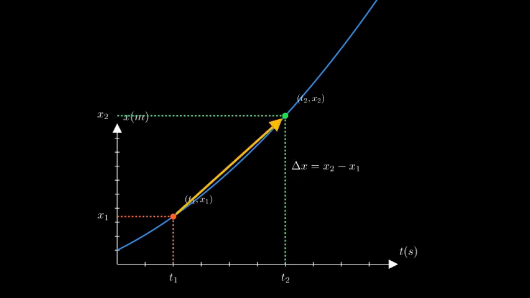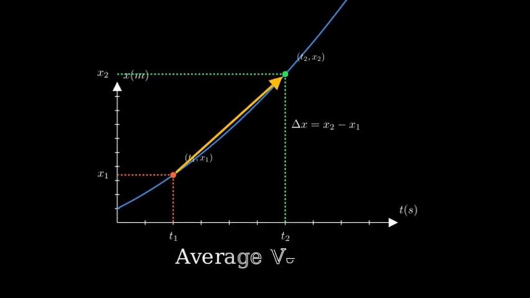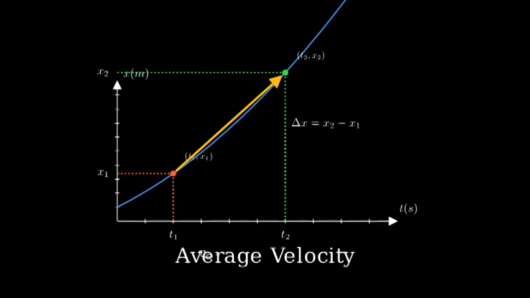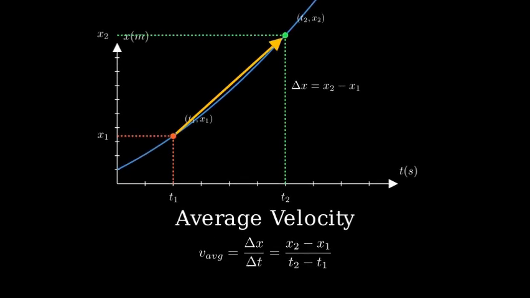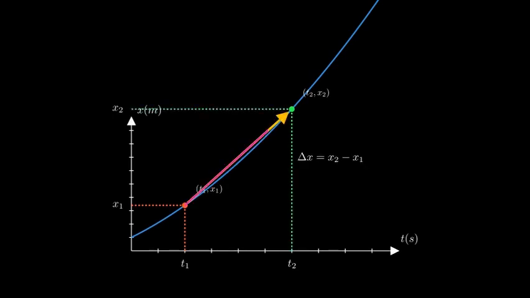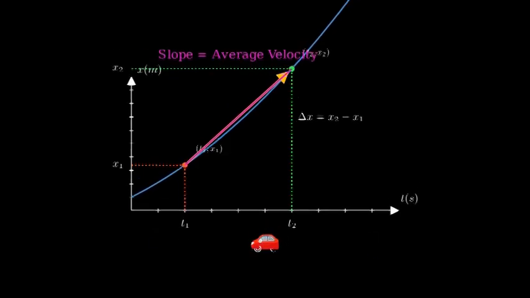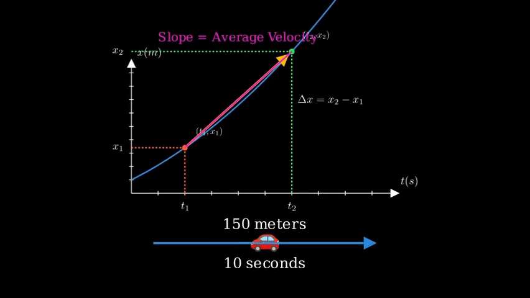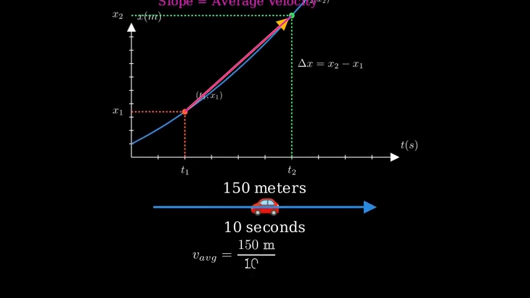Now, let's have a look at average velocity. This is the displacement divided by the time interval. Mathematically, this looks like delta x over delta t, or x2 minus x1 over t2 minus t1. Graphically, the average velocity is the slope of the line connecting 2 points on the position versus time graph. If a car travels 150 meters in 10 seconds, its average velocity is 150 meters divided by 10 seconds, or 15 meters per second.